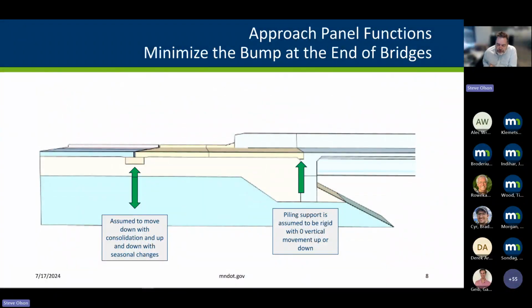Another thing we're trying to do is keep the roadway profile in a good condition for the traveling public going over the bridge. Our abutments are most often founded on piling, which doesn't move up and down vertically. But our roadway pavement may consolidate a bit after the initial construction, and depending on what's below it, it may move up and down with seasonal temperature changes as well. And we're trying to minimize the bump at the end of the bridge.